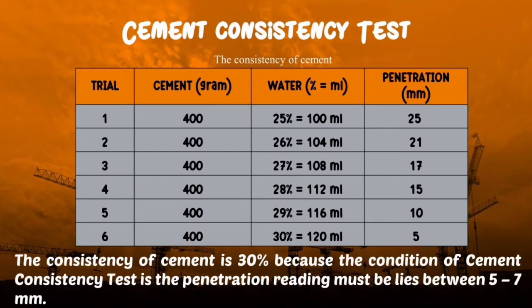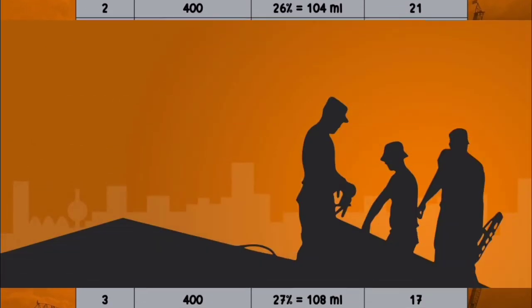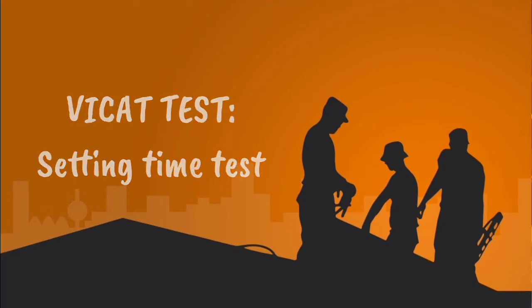From this table, we can conclude that the consistency of cement is 30% because the condition of the cement consistency test is that the penetration reading must lie between 5 until 7 mm. The last test is the setting time test.